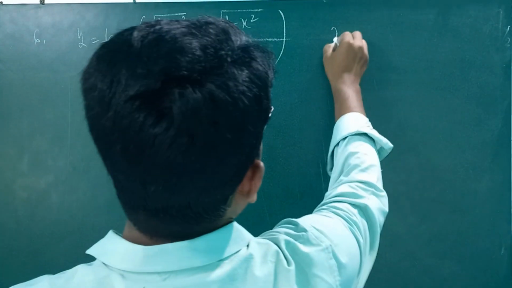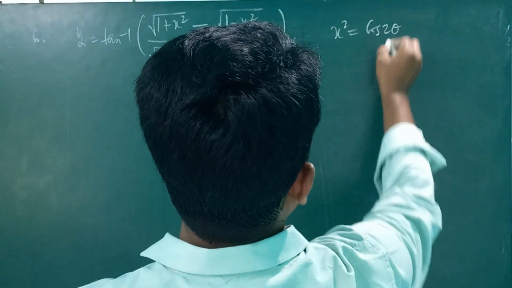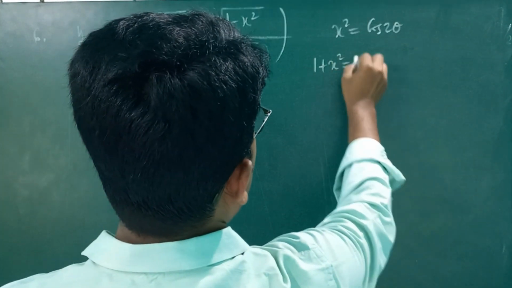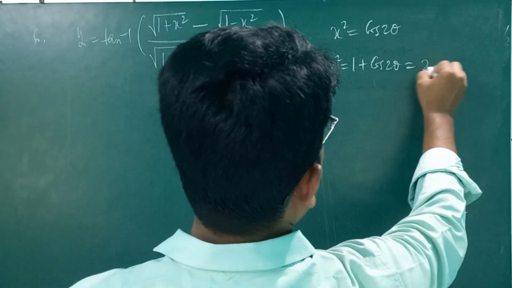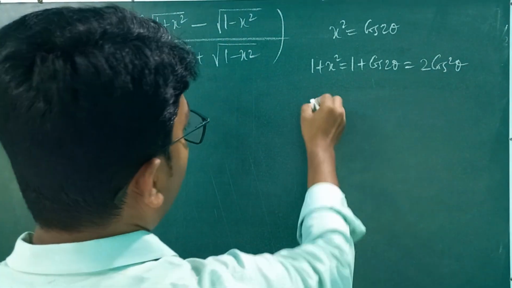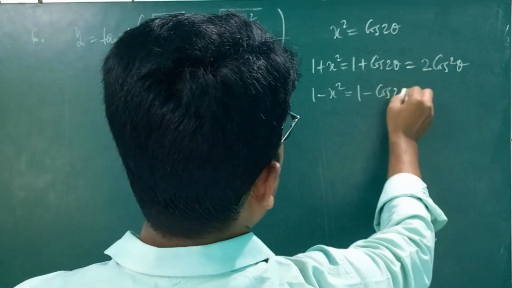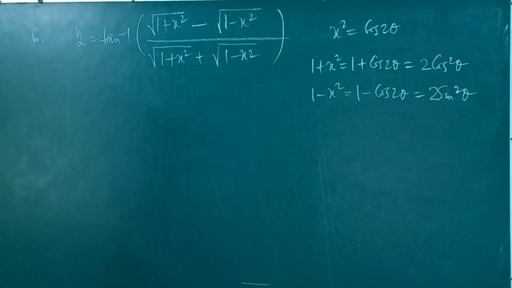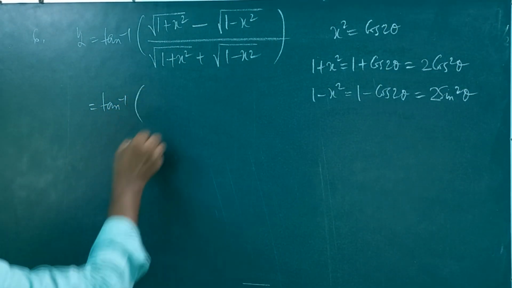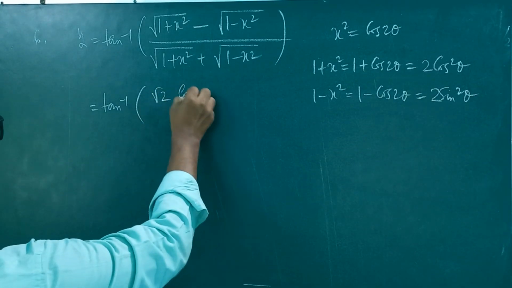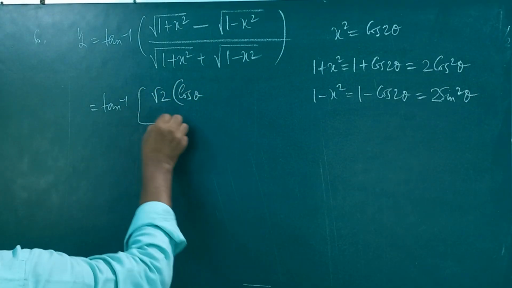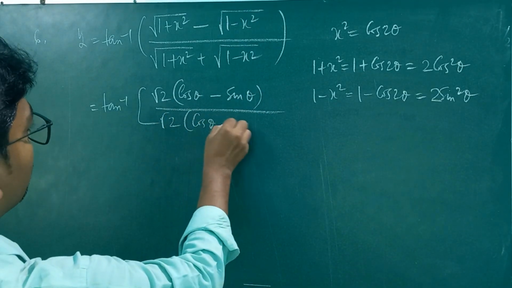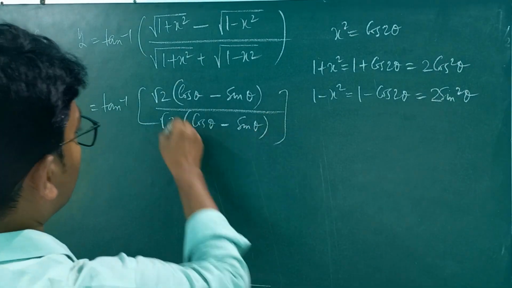Here we replace x square equal to, say, cos 2 theta. Then 1 plus x square means 1 plus cos 2 theta. And what is this one? 2 cos square theta. And 1 minus x square means 1 minus cos 2 theta, that is 2 sin square theta. So if you replace here, then what will you get? Root 2 cos theta minus sin theta, root 2 cos theta minus sin theta. This root 2 will cancel.